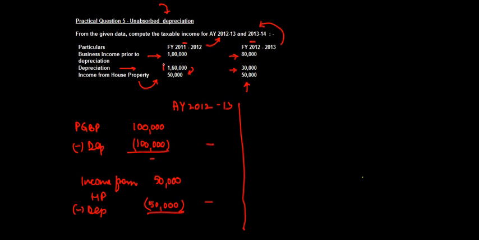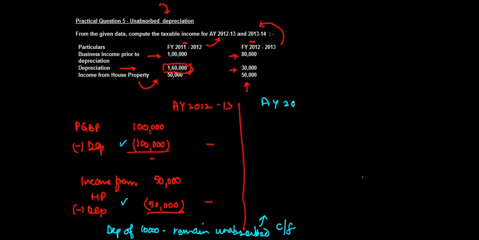But if you notice, out of 1,60,000 of depreciation, we have been able to absorb how much? 1,10,000, which means depreciation of rupees 10,000 remain unabsorbed, right? And this will be carried forward to assessment year 2013-14, right? In 13-14, again, the business income prior to depreciation is 80,000, right?